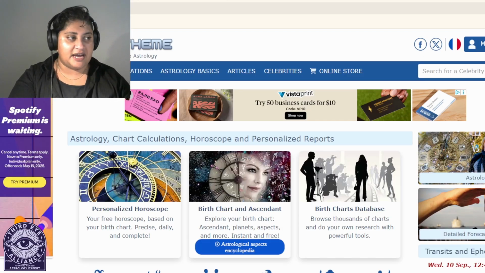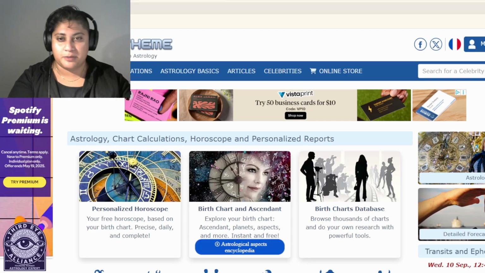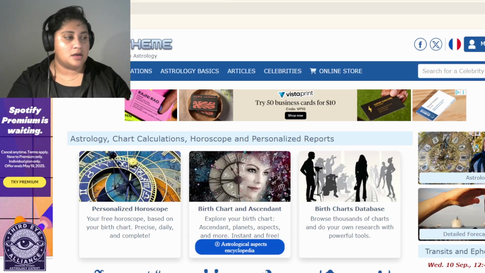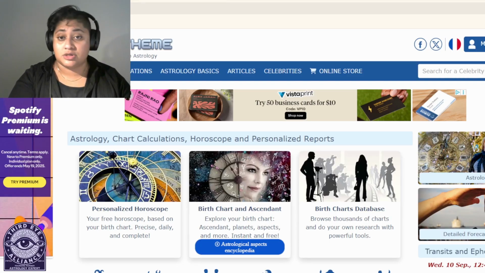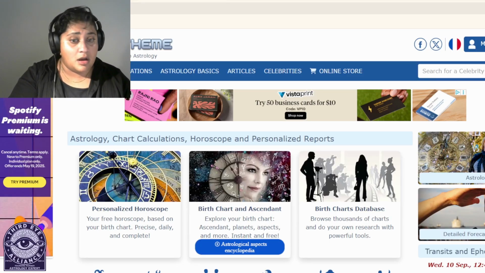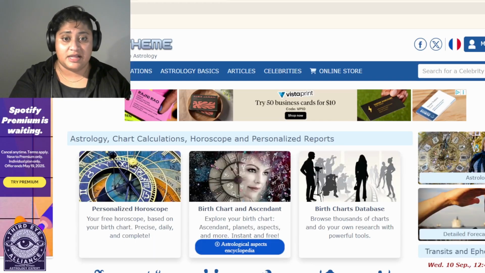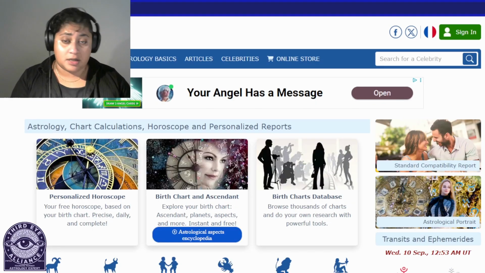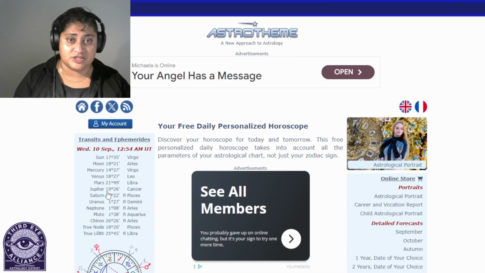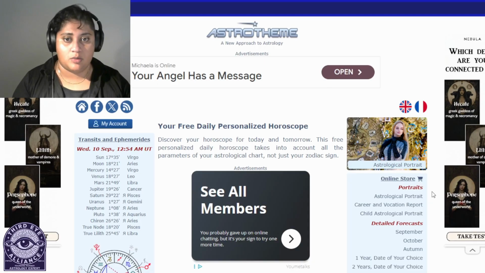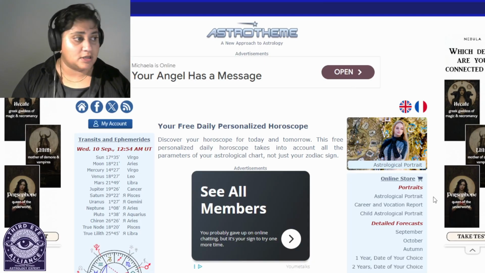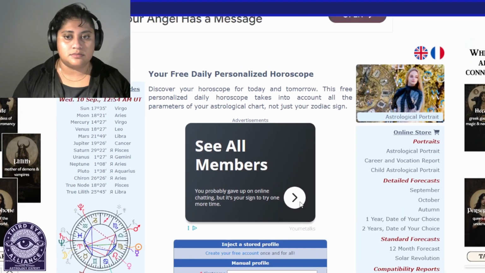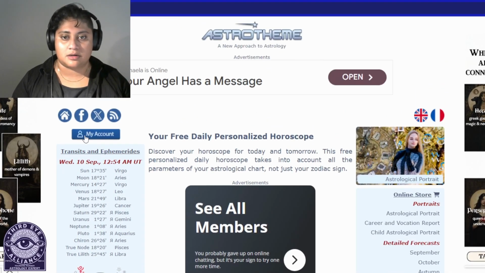Now, when you get to Astrotheme, there are multiple ways, multiple places you can go to get the same thing, right? So let's go to the most obvious one, which is, we see here, personalized horoscope. So we're going to click on personalized horoscope. All right, and this is what the page really looks like once you get into your personalized horoscope section. Okay, we see, you can make your account.